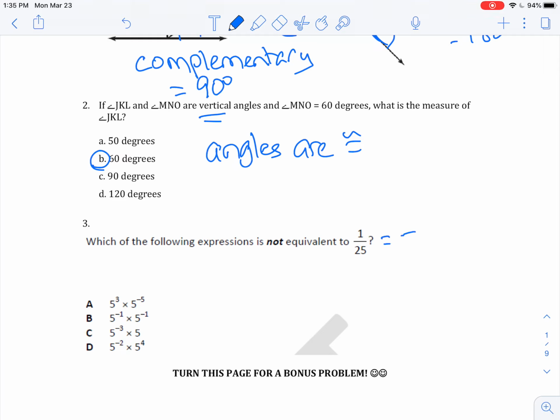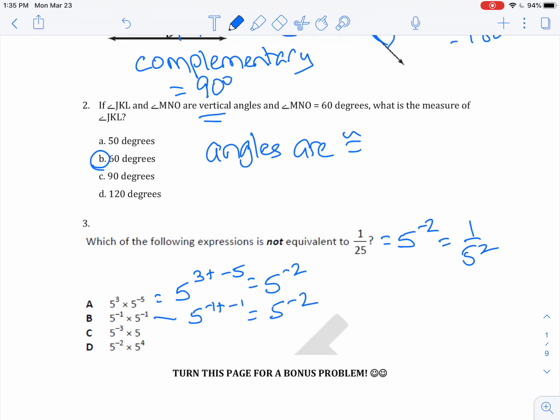Okay, number 3, we know that 1 over 25 is the same thing as 5 to the negative 2nd power, or 1 over 5 squared. And everyone should go back and they should use their properties here. The base, put both exponents. You're multiplying, so you're adding here. This one right here, the base, put both exponents, and you're multiplying, so you add.